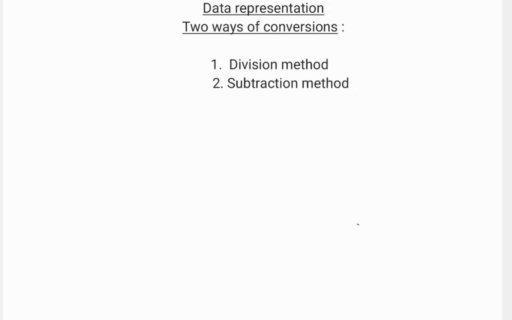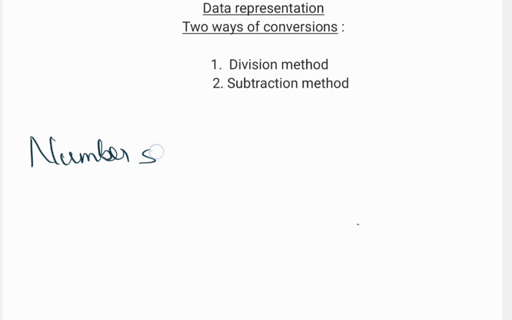Now we are going to understand the purpose of number system. To understand this number system, we'll have to deal with the data representation, how the data works, and the two ways of data conversion, which is the division method and subtraction method. So let's go one at a time. First, let's understand what is number system and how does it work.